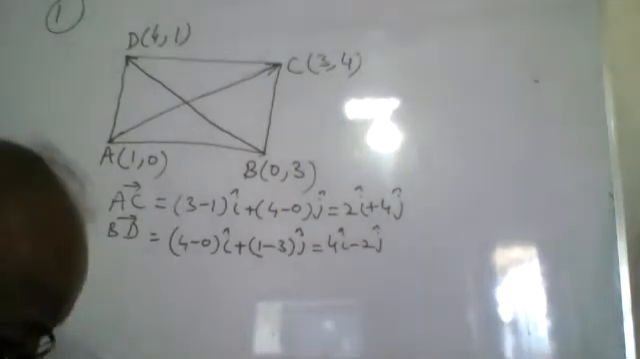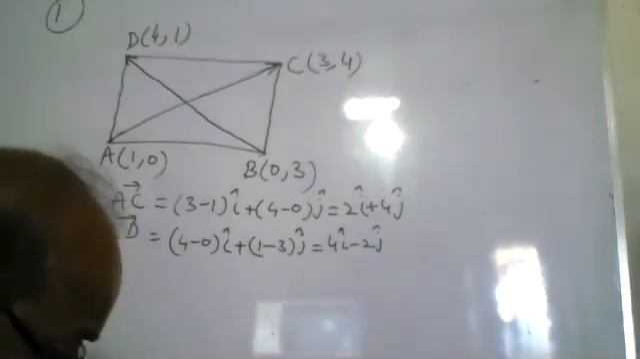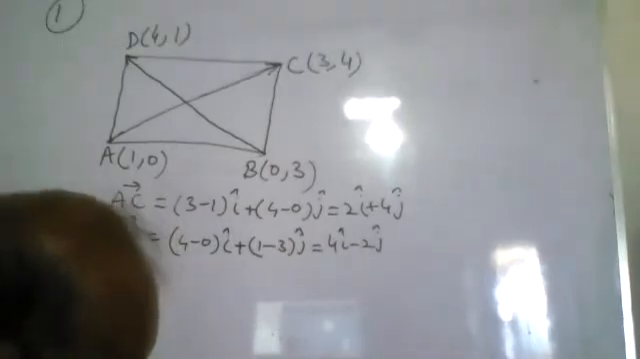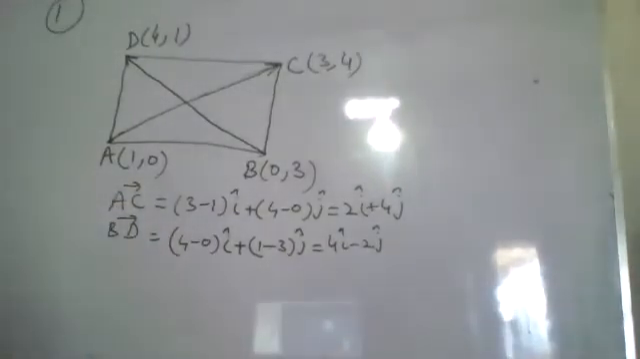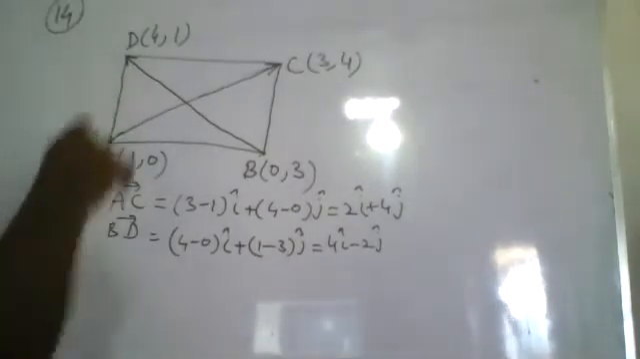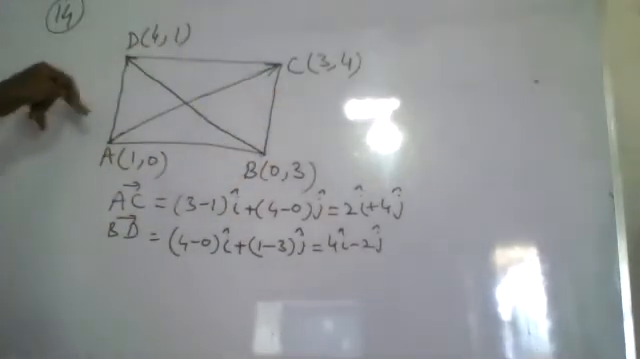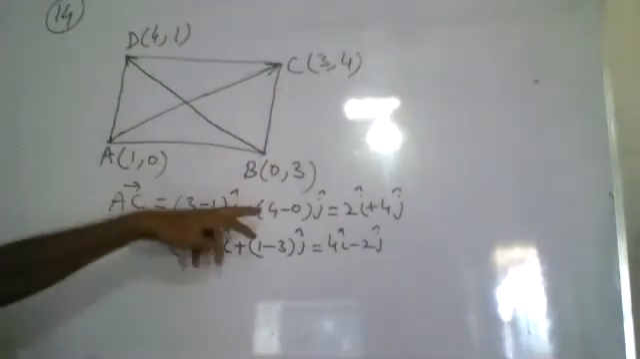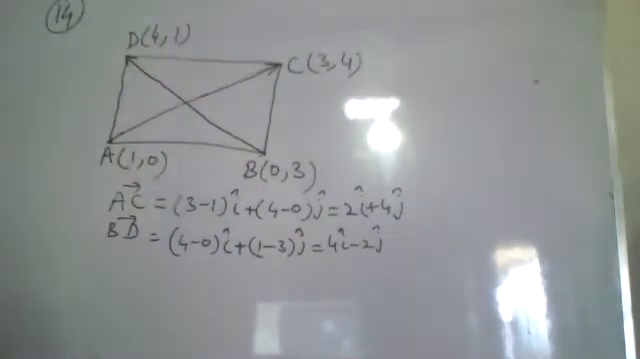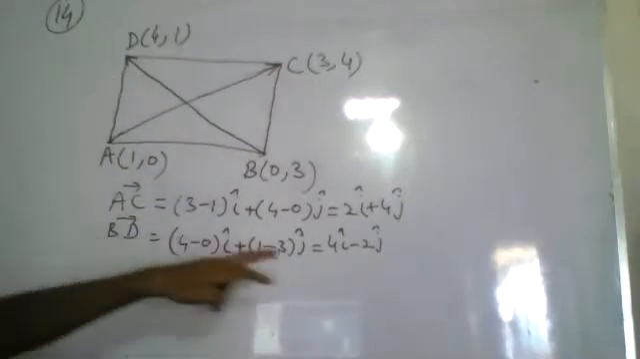This is question number 14. Find the angle between the diagonals of the rectangle. First we will write the vertices of the rectangle in order, A, B, C, D. Then we'll find the vector AC, this is the diagonal. Then we'll find the vector BD, this is the diagonal.